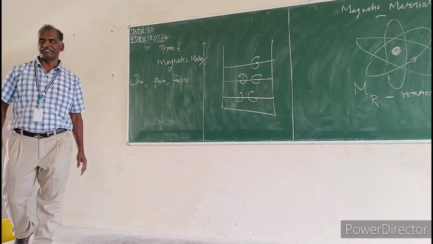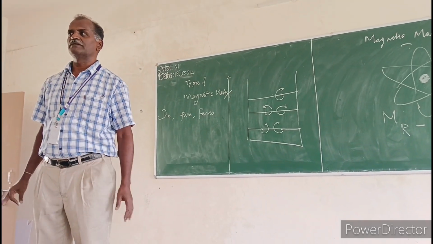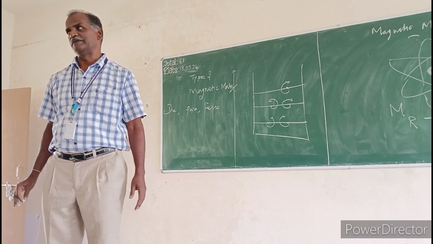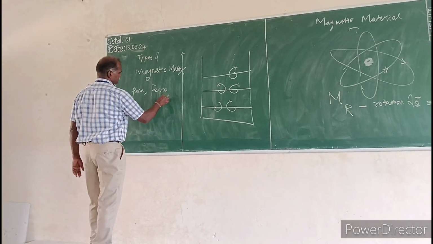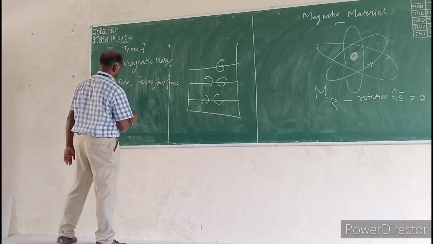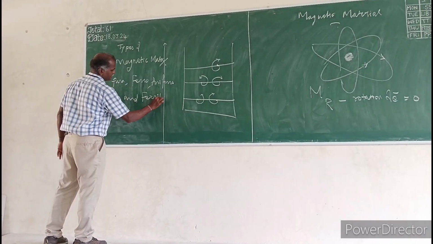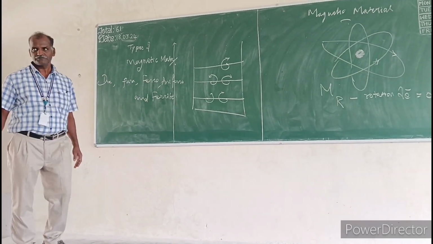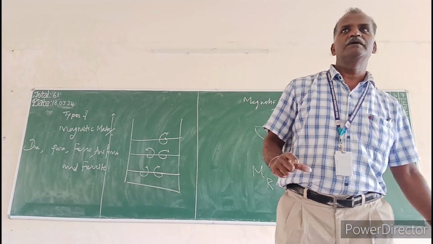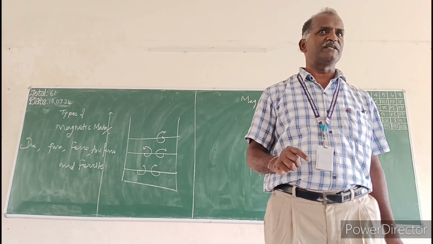You studied only up to this. Now you have to study more than that. Ferromagnetic is split into anti-ferro and ferrite. In what way do these materials differ from each other? The first one is diamagnetic material.